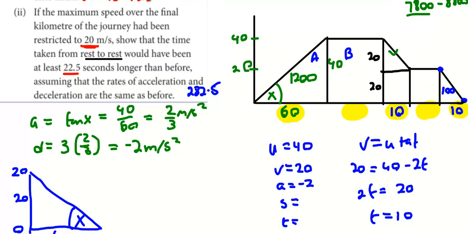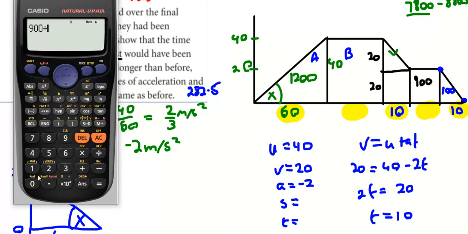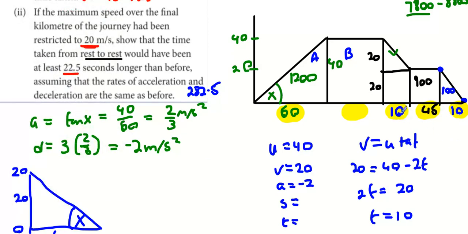Now, next thing is, what's 900 divided by 20? 45 seconds. No bother. Now, we know this one's also 10 seconds, reason being, when you start at 40, go down to 20, with an acceleration of minus 2, you can find out that the T value is 10. So that will make this section 200, because length times time is 200, and then a half base times height will leave that at 100.